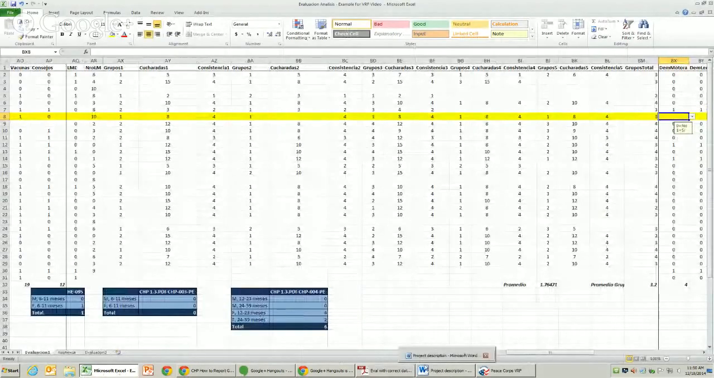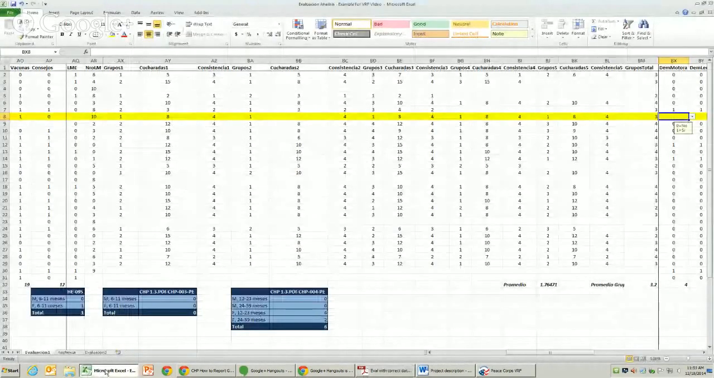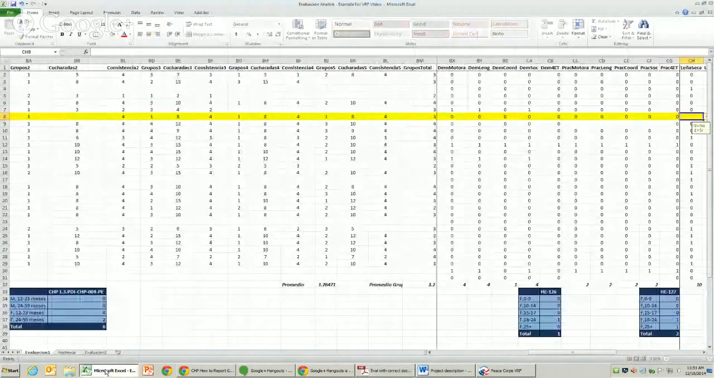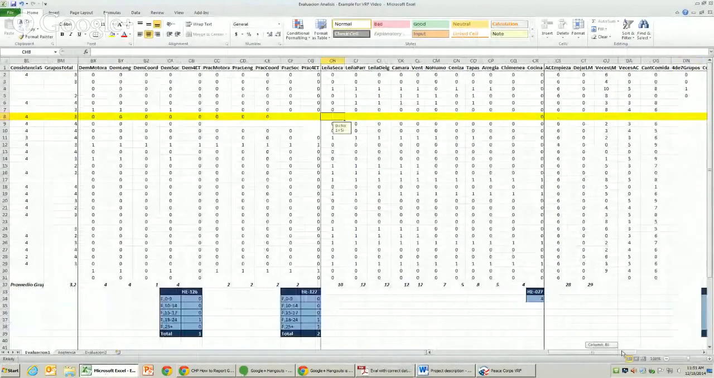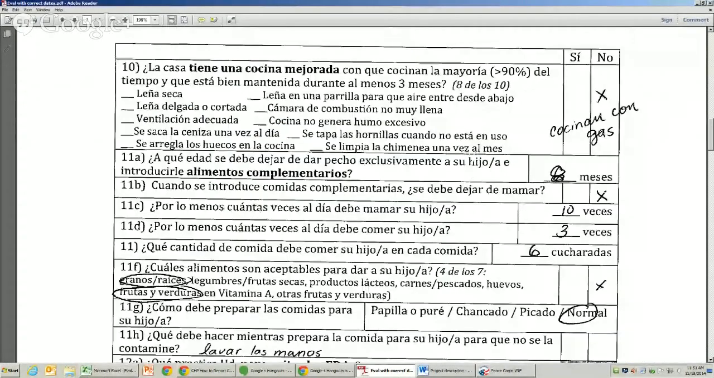The next question is about early stimulation, and she was not able to demonstrate and did not practice any of the early stimulation questions. So we put 0s all the way across. Now we're looking at the cook stove. They cook with gas, we leave it blank.